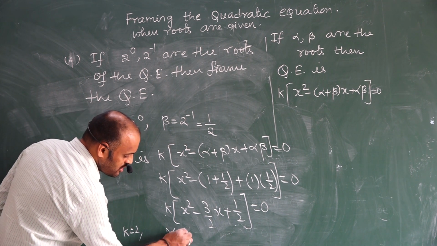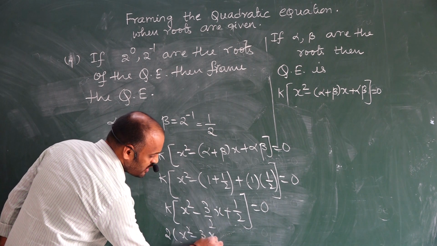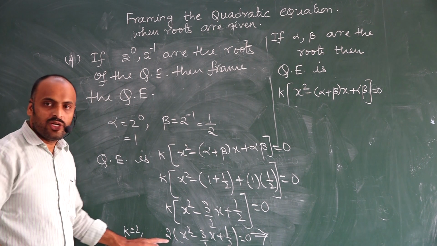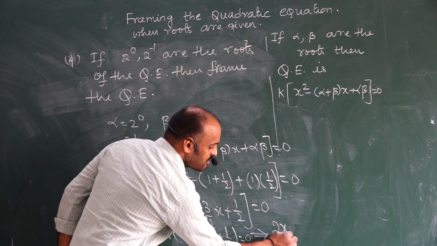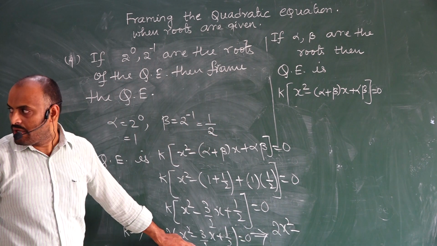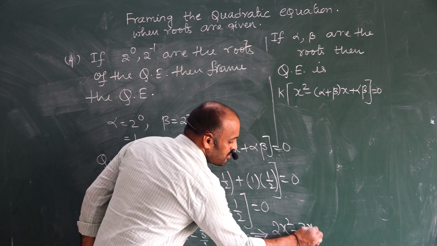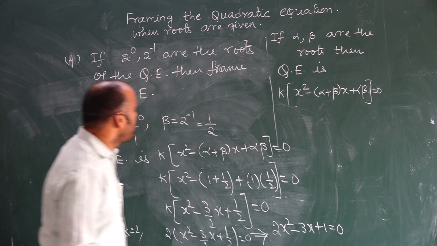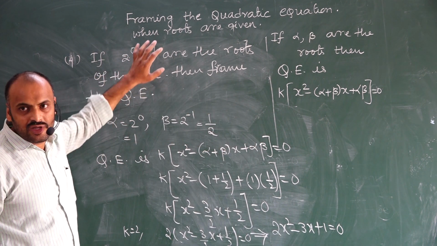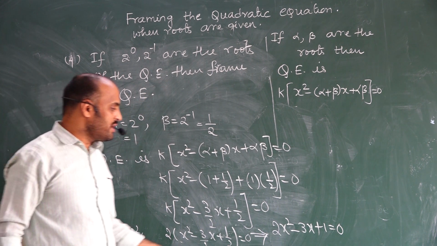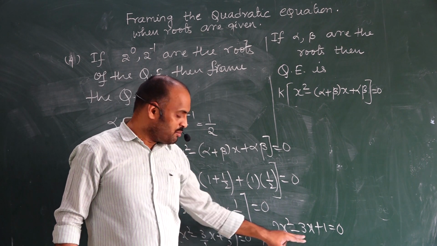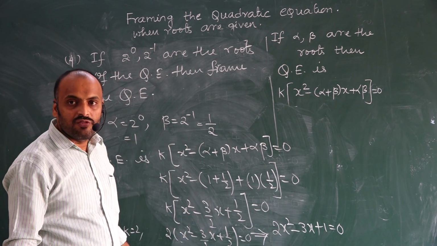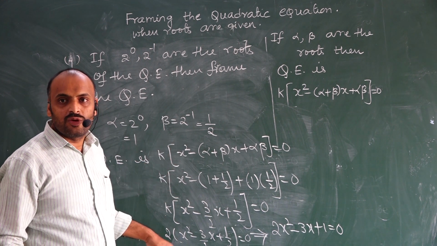So 2 into x square minus 3 by 2 x plus 1 by 2 is equal to 0. That implies 2x square minus 2 into 3 by 2, 3, plus 2 into 1 by 2, 1. So when 2 power 0, 2 power minus 1 are the roots of the quadratic equation, then the quadratic equation is 2x square minus 3x plus 1 is equal to 0. So this is how we frame the quadratic equation when roots are given.